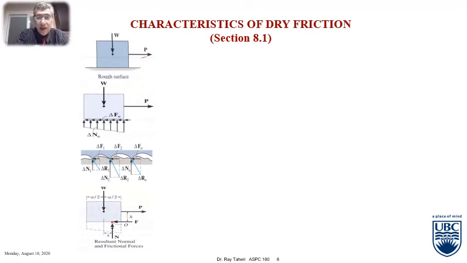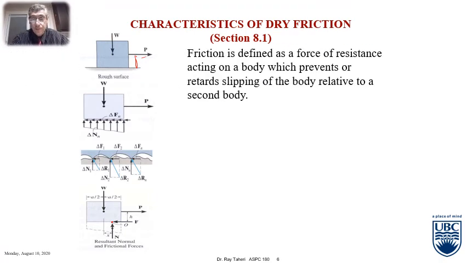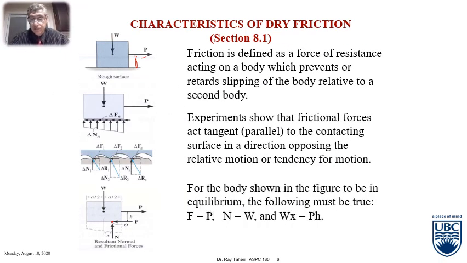And depending on where, at what position, at what height P is applied, this X will move and the value will change. This is a very simple way to explain that. In this case, obviously, the P that you are pulling with should be equal to F, which is the friction force, and W is equal to the normal force. So a simple equation will show here.